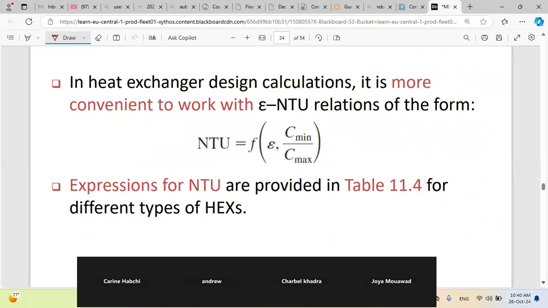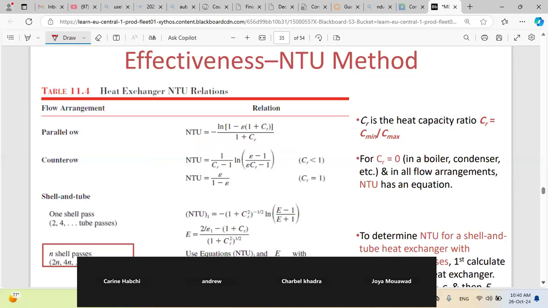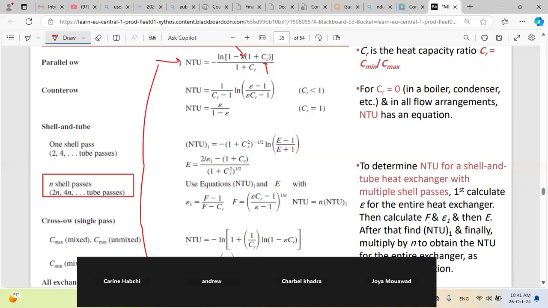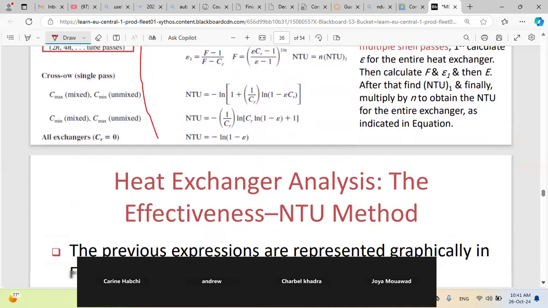So also here another table will give you the relations in the opposite case. In case you know epsilon, epsilon is not unknown, and you know CR, and then you need to solve, for example, for your area, then you need to use the formula in the opposite way. You need to express NTU as a function of epsilon and CR. So here for different types of heat exchangers, we are summarizing for you NTU as a function of epsilon and CR. And depending on the given, you will decide which formula to use.